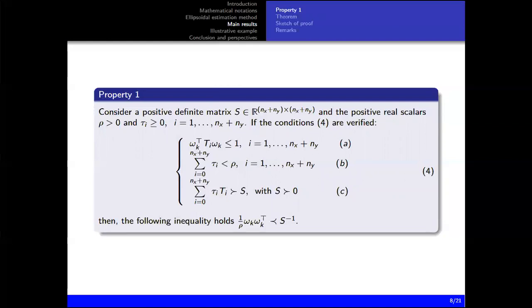Consider a positive definite matrix S, a strictly positive real scalar rho, and n_x plus n_y positive real scalars lambda_i. Conditions 4 represent our assumptions, with T_i the matrix of dimension n_x plus n_y by n_x plus n_y, having only the element ii equal to 1 and all the other elements equal to 0. Then the following inequality is true, the last one.